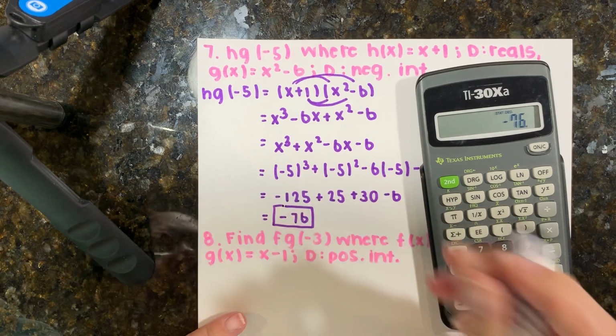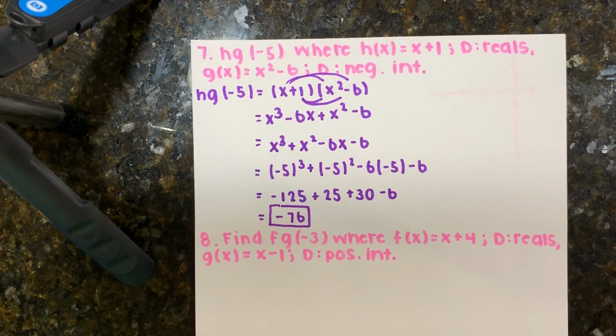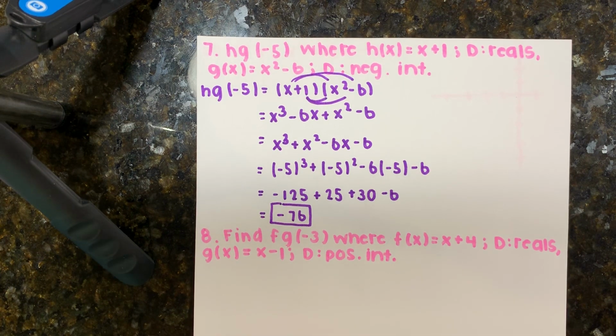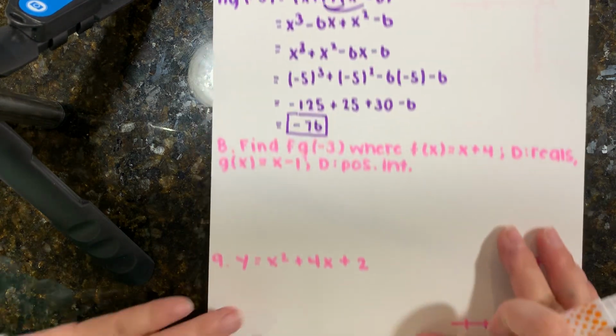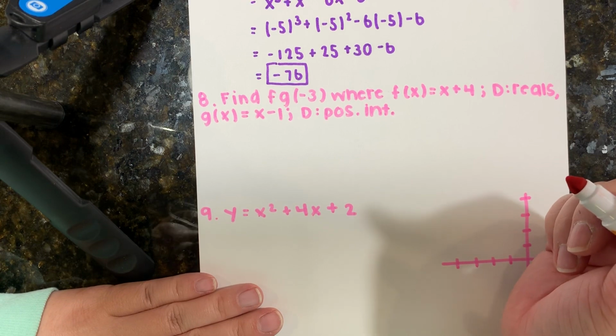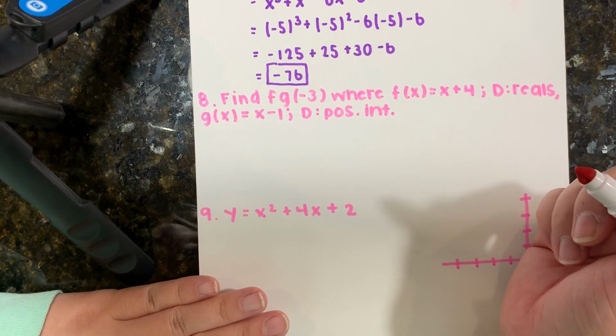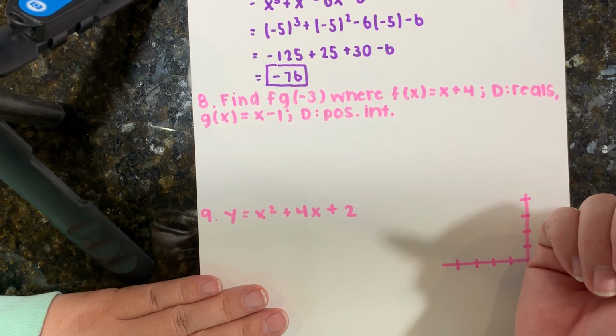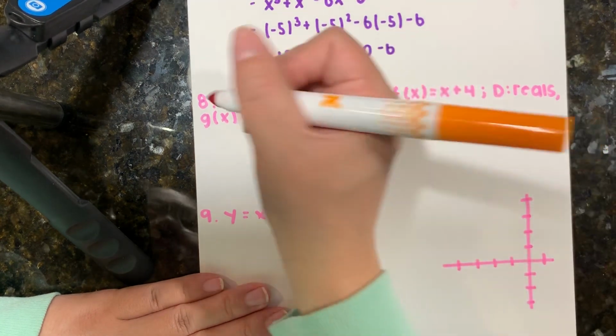So I multiplied the two functions together first. Then I made sure that the number that they gave me fits within the domain of the original functions. And then I plugged in that number and solved. So for number 8, I have find f times g of -3, where f of x is equal to x plus 4, and the domain is reals. G of x is x minus 1, and the domain is positive integers.